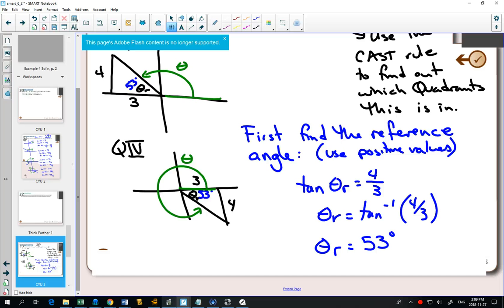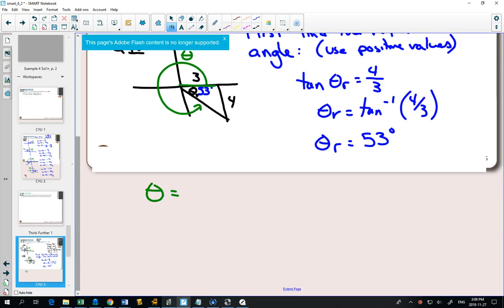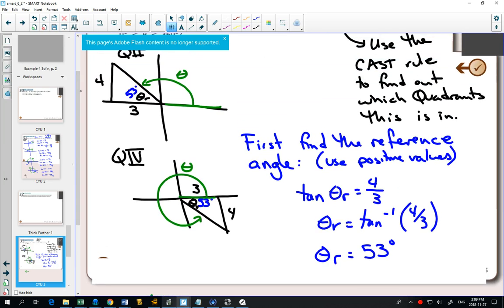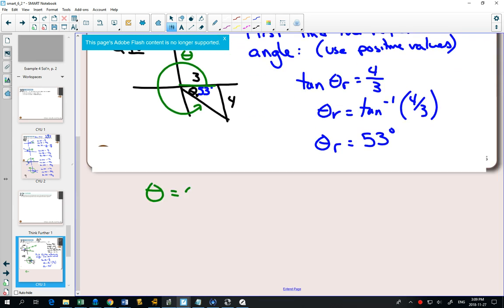Now what will those answers be? How would I figure out what this one in quadrant 2 is? 180 minus 53. It's going to equal 180 degrees minus 53, 127 degrees. What about this one? Makes sense that you would take 360 degrees minus 53? 307 degrees.